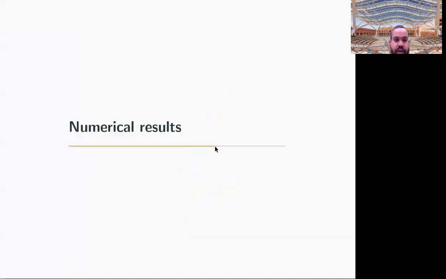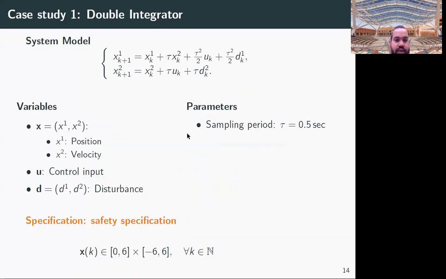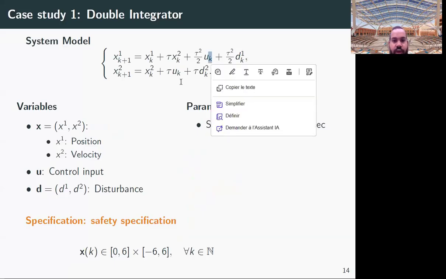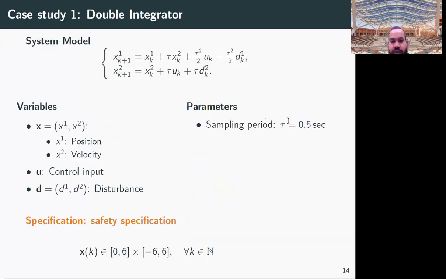For the numerical results, we have two case studies. The first one is a double integrator, which has two states: the first is the position and the second is the velocity. Then we have a control input U, and disturbances D1 and D2. For the sampling period, we have used tau equal to 0.15 seconds. The specification we wanted this dynamical system to satisfy is that it remains all the time inside this region, which is defined by 0.6 times [-6, 6].